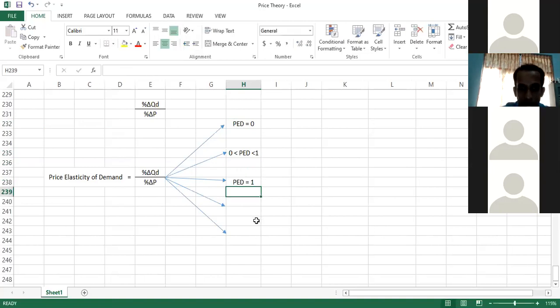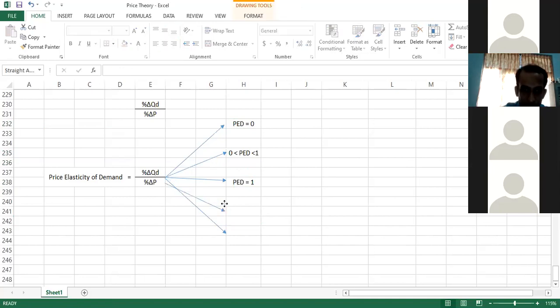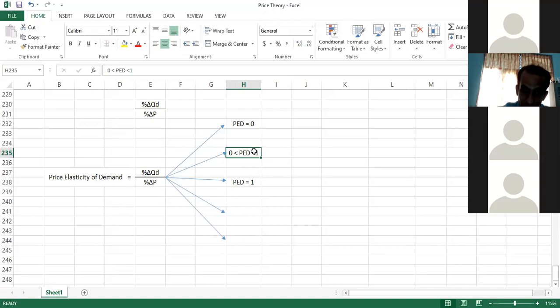So here I'm trying to show you what are the possible answers we can get for this calculation, right? One possible answer is 0. Another possible answer is price elasticity of demand more than 0 but less than 1. Another possible answer is 1. Another, it may be more than 1, but less than infinity, right?